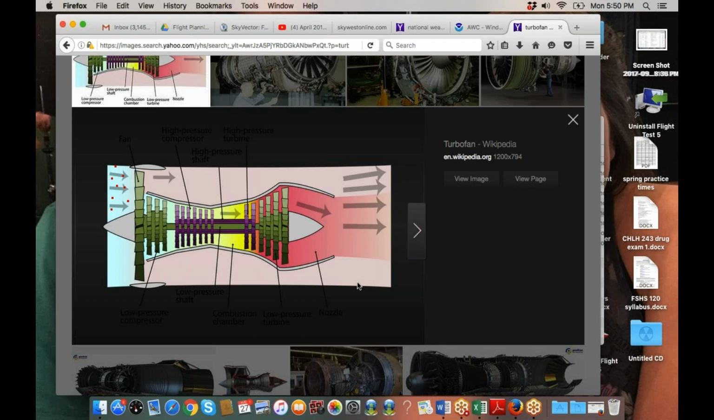So when we end up with ISA deviations like ISA plus 15, I mean, at sea level, that's 30 degrees. That's pretty hot.